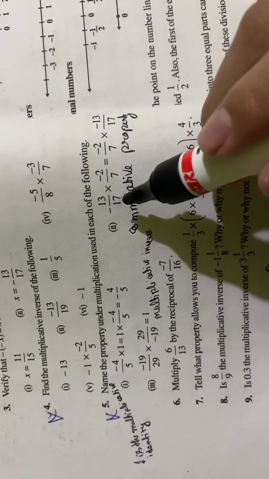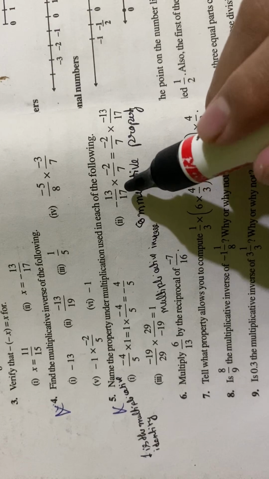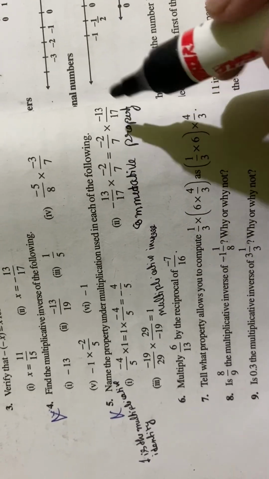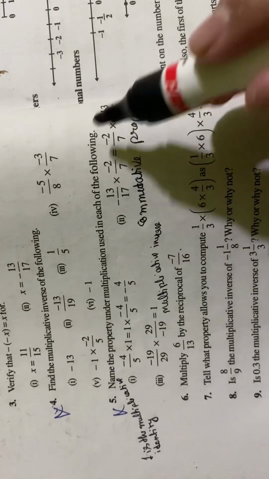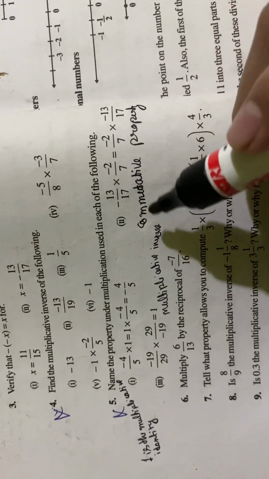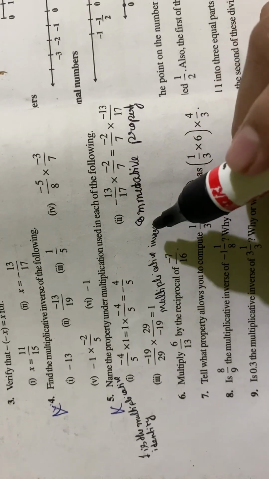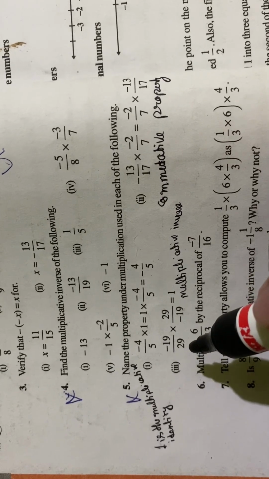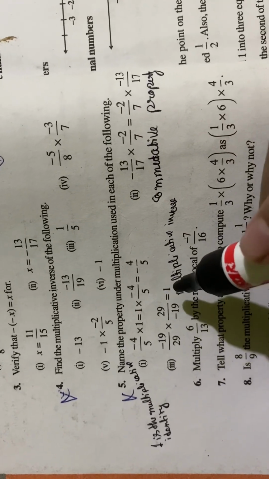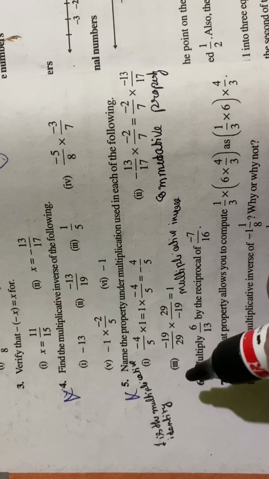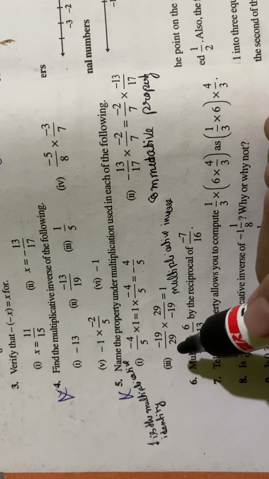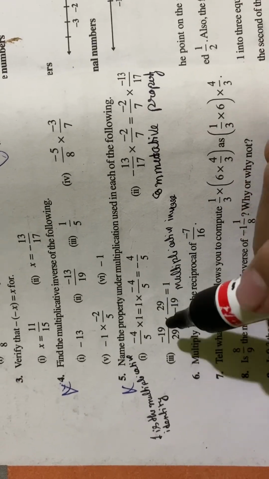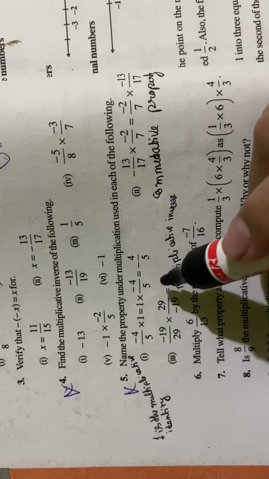Second number, minus 13 by 17 into minus 2 by 7 equal to minus 2 by 7 into minus 13 by 17. This property matches with commutative property, and this answer will be commutative property. Third number, minus 19 by 27 into 29 by minus 19 equal 1. The answer of this question will be multiplicative inverse. You can cancel this with this and this with this, and the remaining answer will be 1.